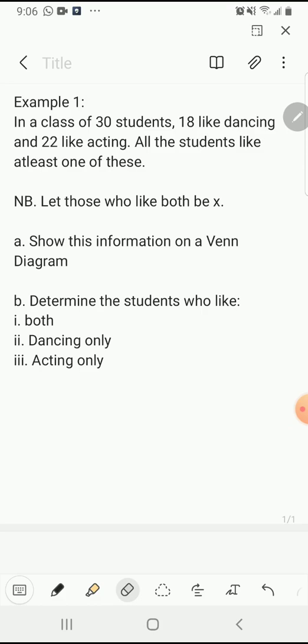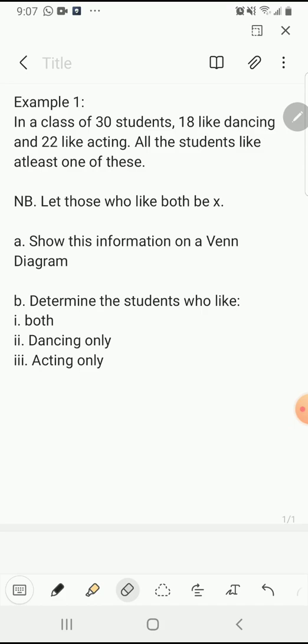All right, so here it says, note briefly, let those who like both be X. So we weren't given the number of students who like both, but the question is saying call it X. It is an unknown. So we're basically using algebra to answer this particular question. Part A of the question says, show the information on a Venn diagram. Part B says, determine the students who like 1, both, 2, dancing only, and 3, acting only.